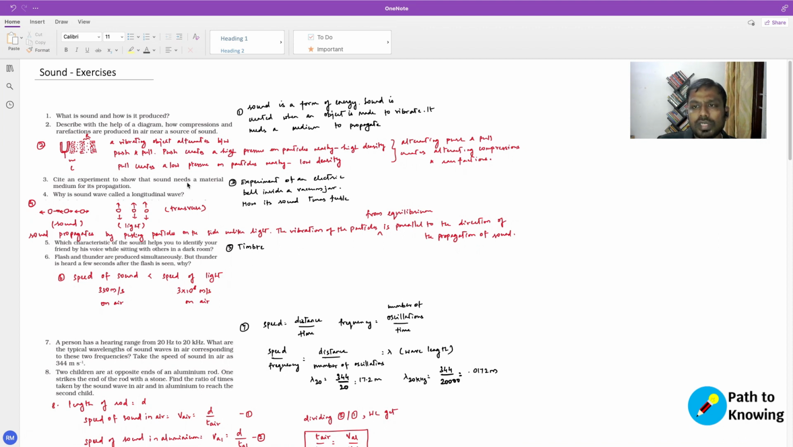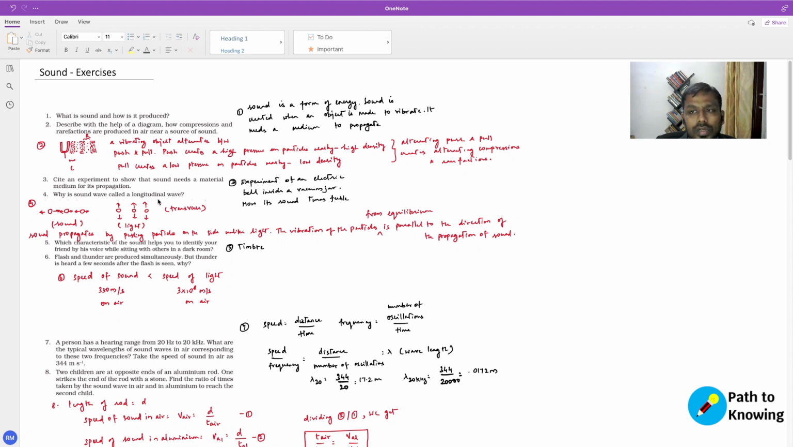Cite an example to show that sound needs a material medium for its propagation. We went through the example of an electric bell inside a jar. When the air inside the jar is completely sucked out, we will not be able to hear the electric bell, although the electric bell rings inside the jar. That's because there is no medium for that sound to reach us. So the electric bell inside a vacuum jar is a good example to prove that sound needs a medium to propagate.